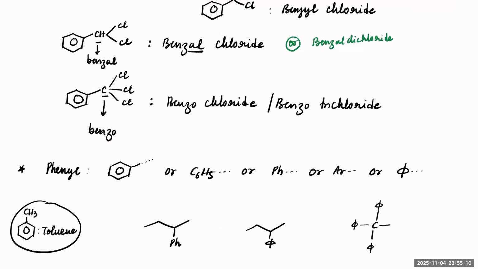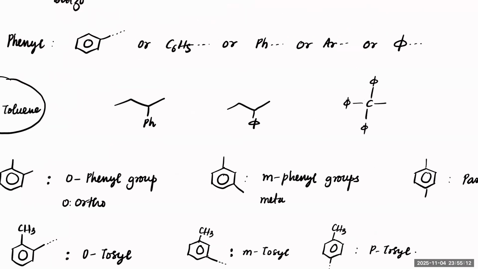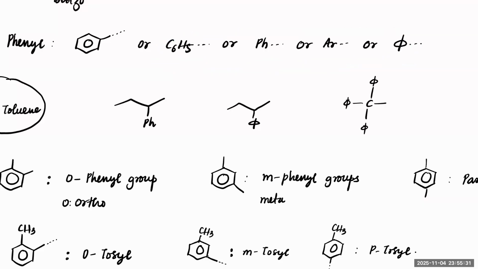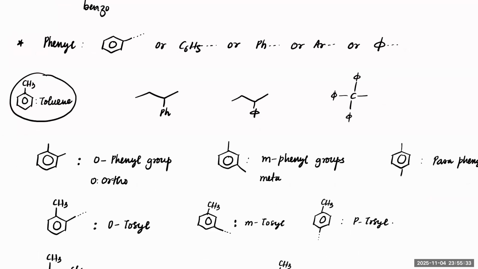So you can see if phenyl is a substituent on some group here, so there is a main chain somewhere, and phenyl got substituted there. Then we simply call it phenyl. And within the phenyl, you can see C6H5, Ph, Ar, and sigma. These are all the forms which you need to understand. Clear? All of them are phenylic forms. If there is a methyl group on top of the phenyl, then we call it toluene. Correct? Then we call it the toluene form.